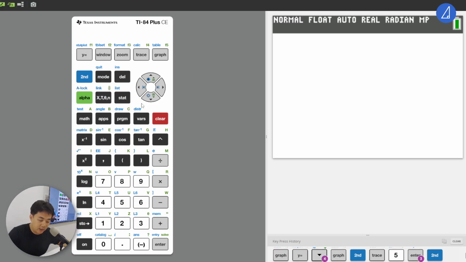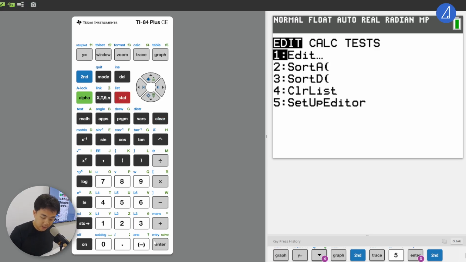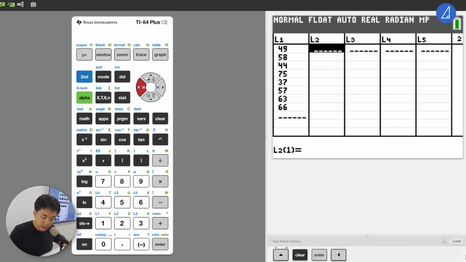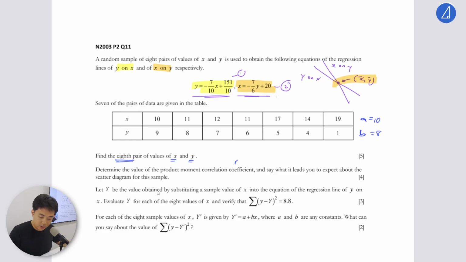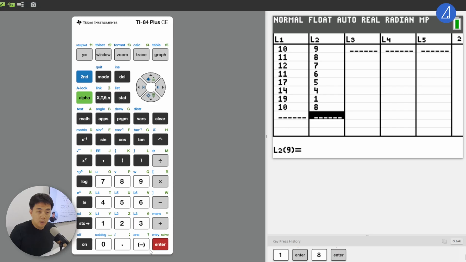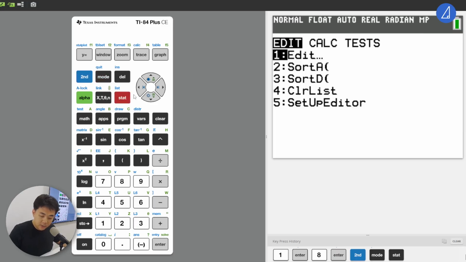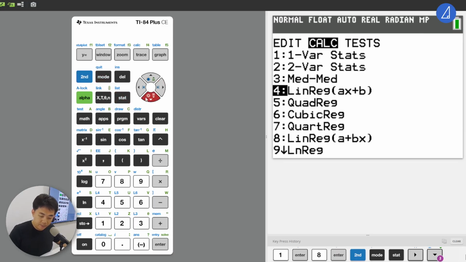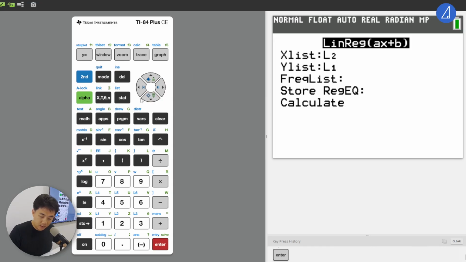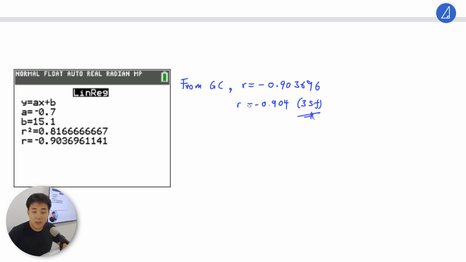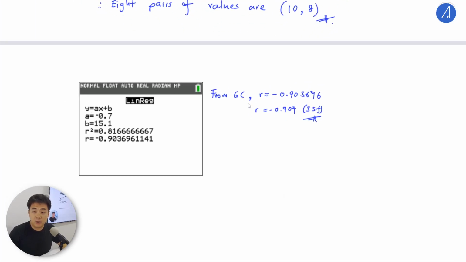So here what we get is the stats. Edit, just key in, clear it, clear again, then put in 10, 11, 12 until the last one, which is 10. Key this in, then you go to stats, calculate number 4, put L1, L2 inside. Make sure L1 is the X list and L2 is the Y list. Calculate, this is your r value. There you go. This is the product moment correlation coefficient.